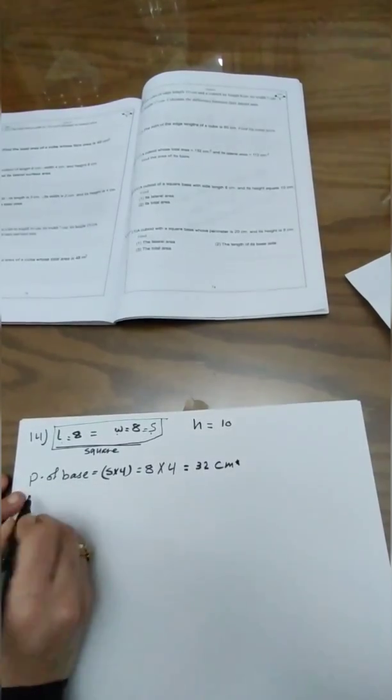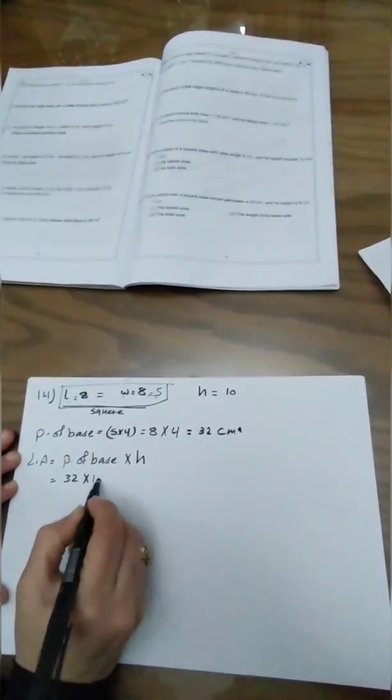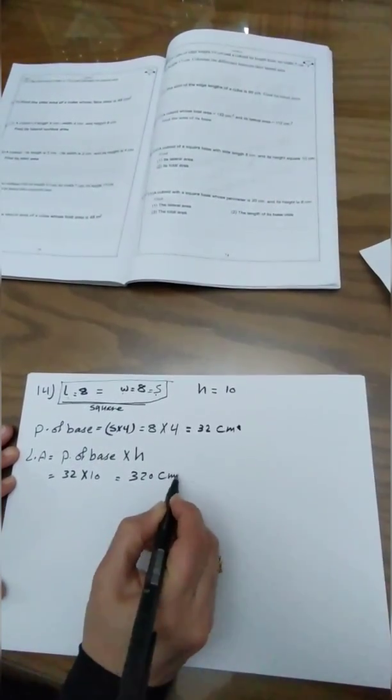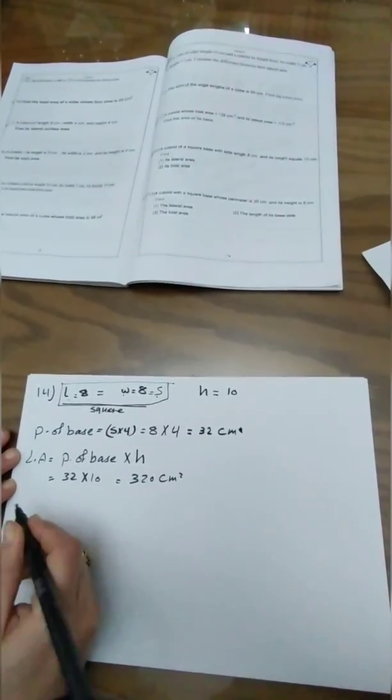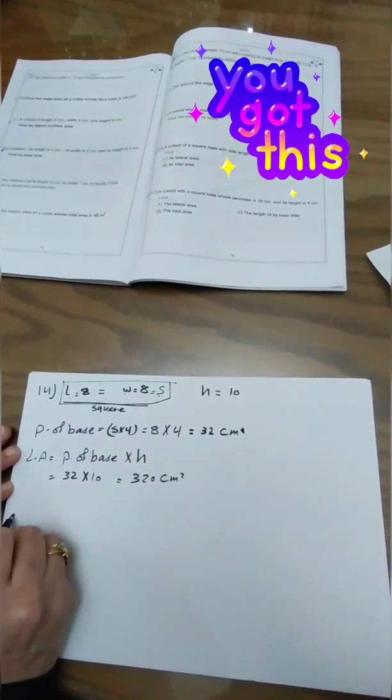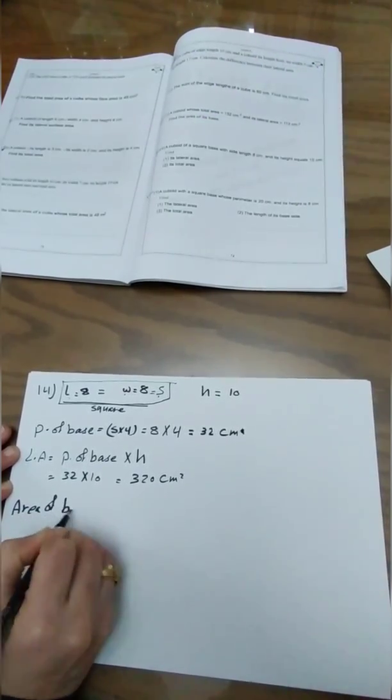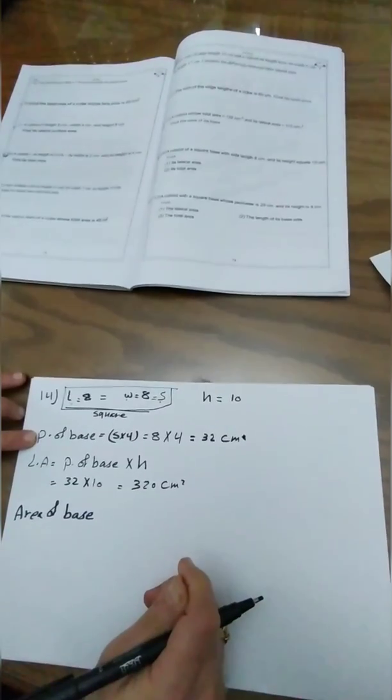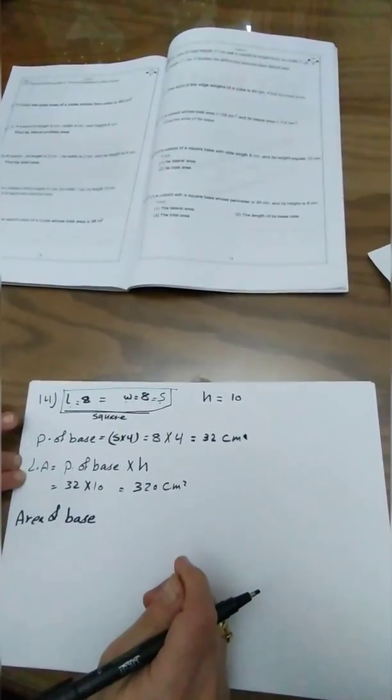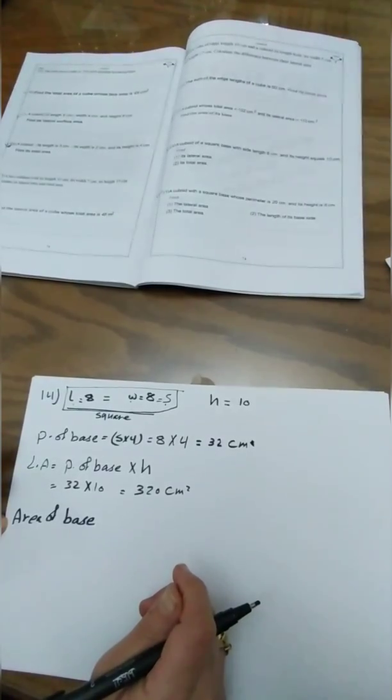Okay. I have to find now the lateral area. What's the lateral area? Lateral area equal perimeter of base multiplied by height. Perimeter of base, I have it here, 32 multiplied by 10 equal 320 centimeter square. Okay, I haven't finished yet. I have to find the area of base. So first, perimeter of base, use it to find the lateral area. Then area of base to use it to find the total area.